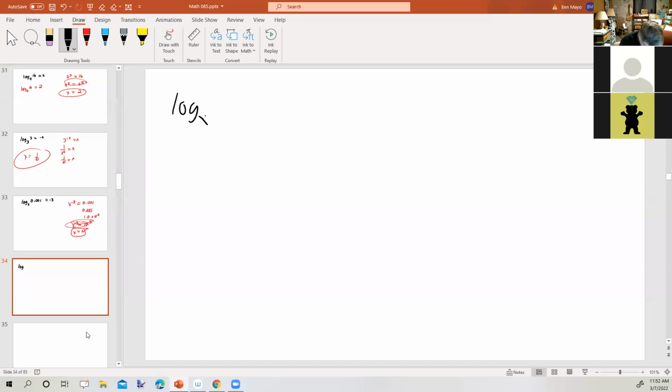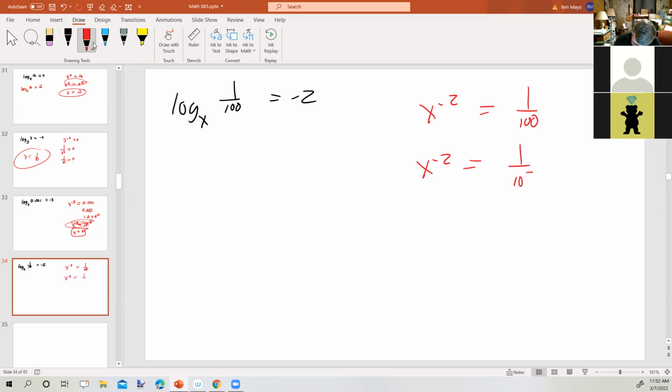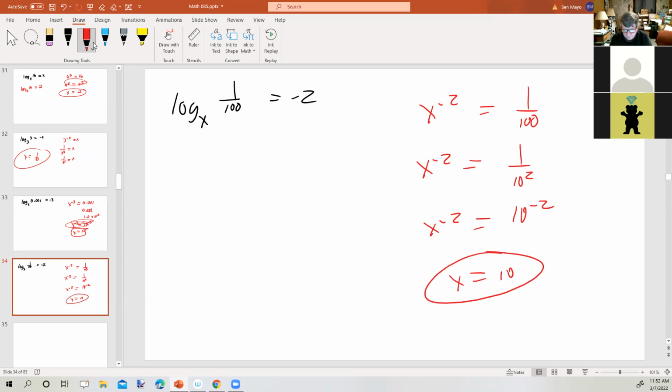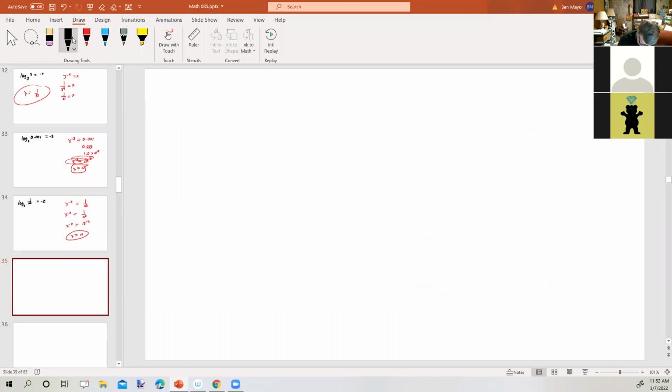Log base x of 1/100 equals -2. X to the -2 power equals 1/100. X to the -2 power equals 1/10 squared, which is 10 to the -2 power. Therefore, x equals 10. Any questions there? Okay. How about this one?